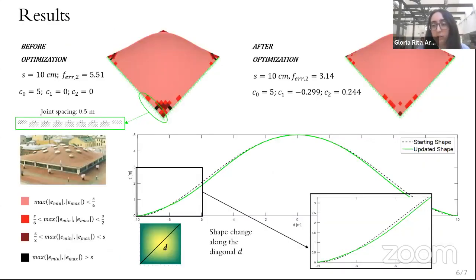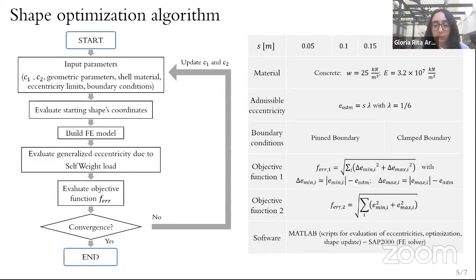And in this case, we used objective function 1, whose goal is to minimize the difference between the actual eccentricity and the admissible eccentricity defined. And the second one has the goal to set to 0 the minimum and the maximum eccentricity.